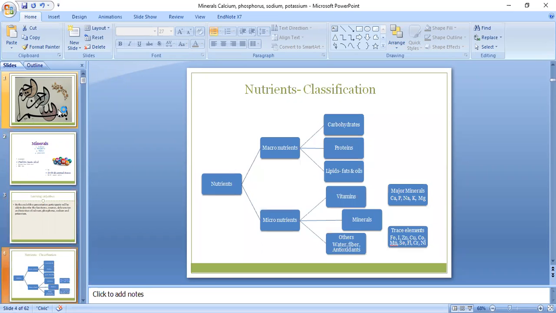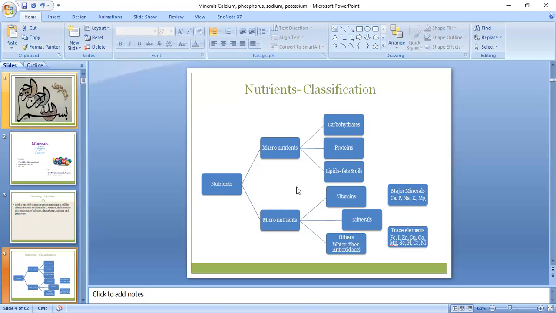Now, first of all is the classification of the nutrients. Nutrients are broadly classified into macro and micronutrients according to the needs of the body. Macronutrients are needed in higher amounts while micronutrients are needed in low amounts. Macronutrients include carbohydrates, proteins, and lipids, while micronutrients include vitamins, minerals, and others like water, fibers, and antioxidants.